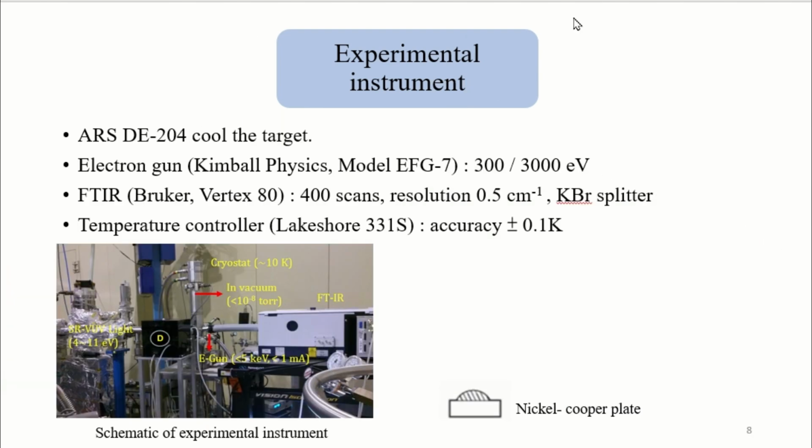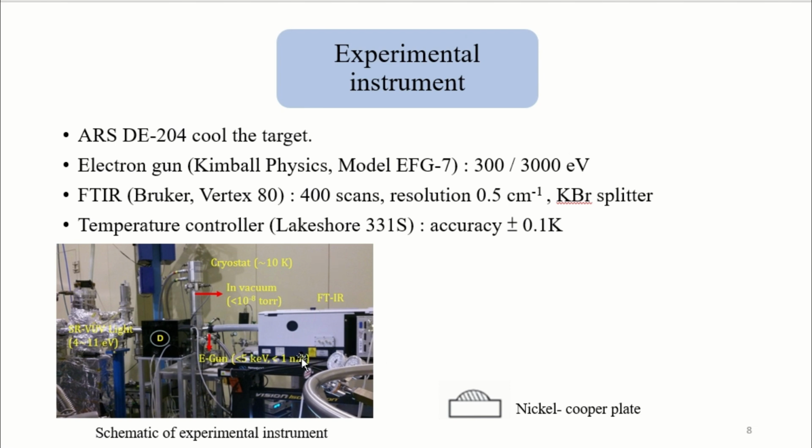This slide will introduce the experimental instrument. A closed-cycle helium refrigerator is used to cool the target, which is the gaseous sample. A nickel-copper plate serves as a cold substrate, and the chamber is pumped to less than 10 to the power of -8 torr. An electron gun will bombard the ice sample to compare with the photolysis method. The electron energy will be set to 300 or 3000 electron volts.